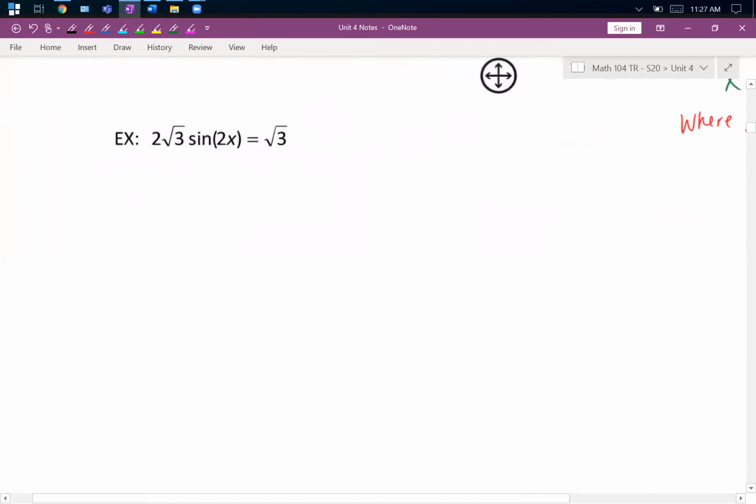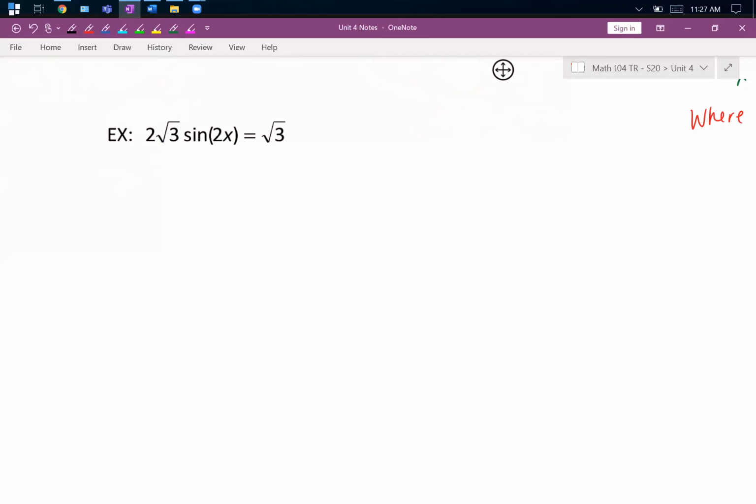Next, we're going to solve 2 square root of 3 sine of 2x equal to square root of 3. Notice that we have a single trig function, so that's usually ideal, because we want to just isolate that trig function and then do our inverse trig function. But you'll notice with this one, it's different than the very first one we did in that the argument is 2x instead of just x. I have a question. Yeah.